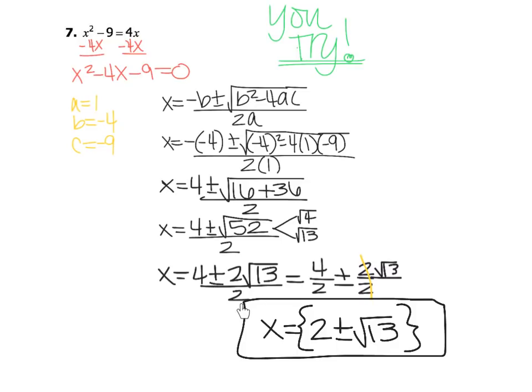So we have to simplify this. We would say 4 divided by 2 and 2 divided by 2. All right, so the 2 divided by 2 cancels out because we get 1. So we end up simplifying 4 over 2 to 2 plus or minus rad 13. And that is our final answer. All right, if you have any questions on this, call me over so I can help you. Otherwise, let's keep going.